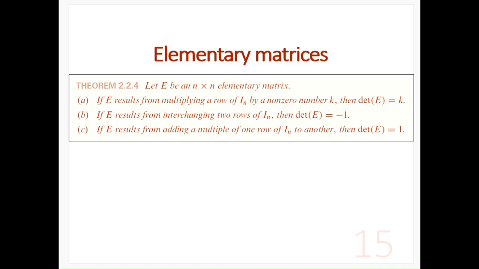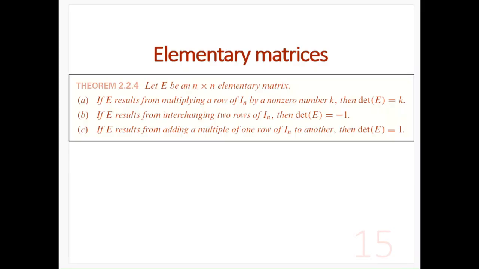You know elementary matrices are always special, and so here's some other things to take note of. So let's suppose that E is an n by n elementary matrix. If E results from multiplying a row of an identity matrix by a non-zero number k, then the determinant of E equals k. So that is going to be very useful to us. And if E results from interchanging 2 rows of an identity matrix, then the determinant of E equals negative 1.